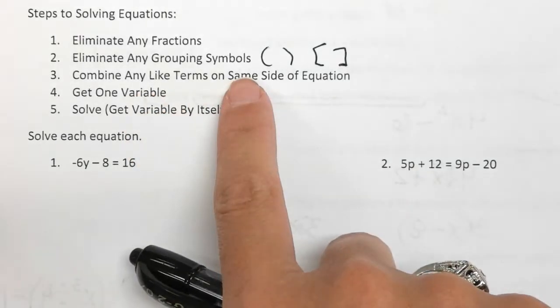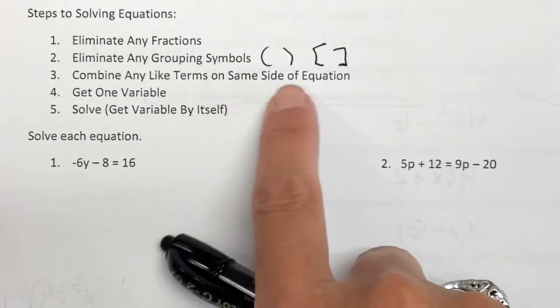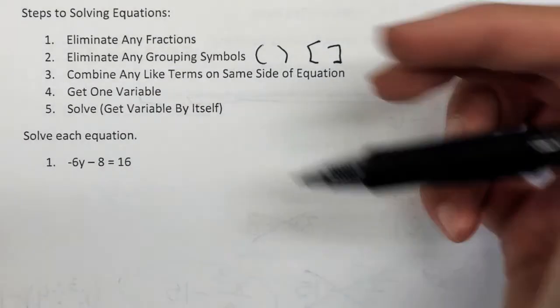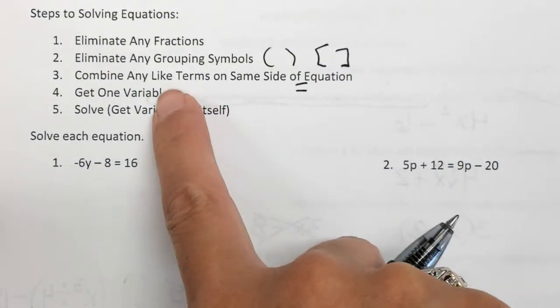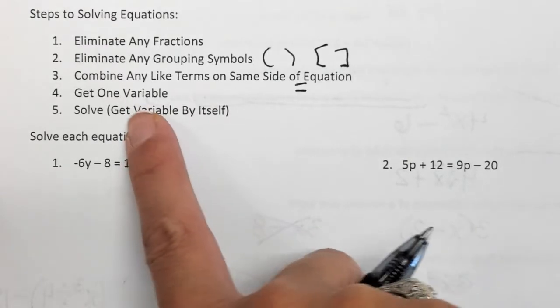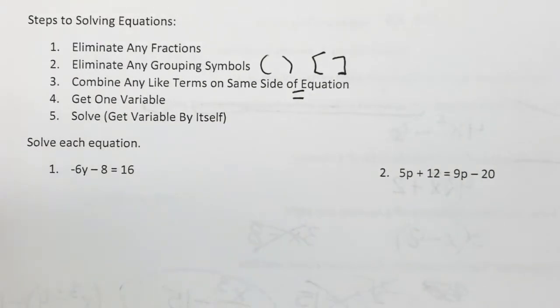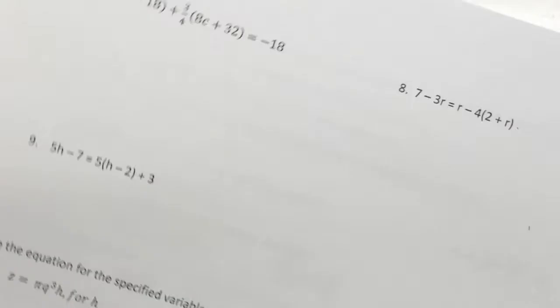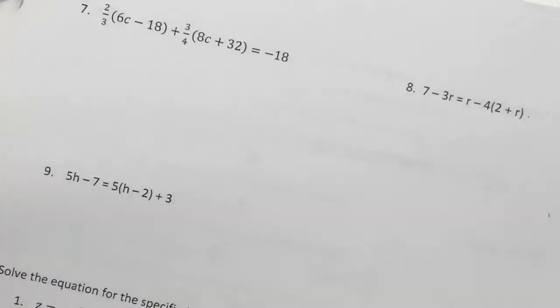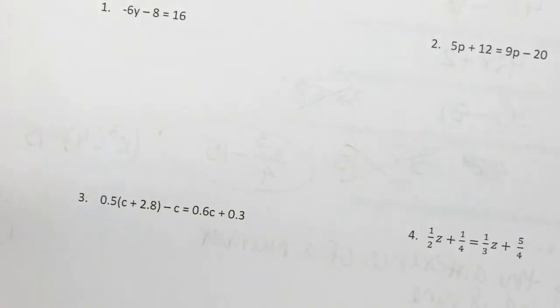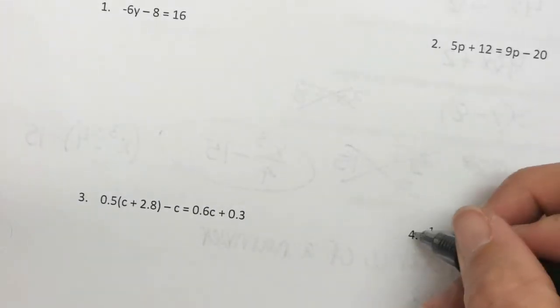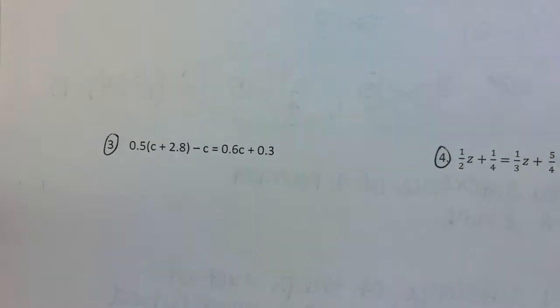We are going to combine any like terms on the same side of the equation. This means on the same side of the what? Equal sign. Okay? And we already talked about what like terms are. Then we're going to get one variable, so move everything away from what we're trying to solve for, and then get it by itself. So there's 9 of these, 6 on this page, 3 on the back. We're going to work 3 together, and then you're going to do some on your own. So I will let y'all pick what 3. 4. What else? 2 more. 3. 1 more. 5. Alright, so we'll work 3, 4, and 5 together.